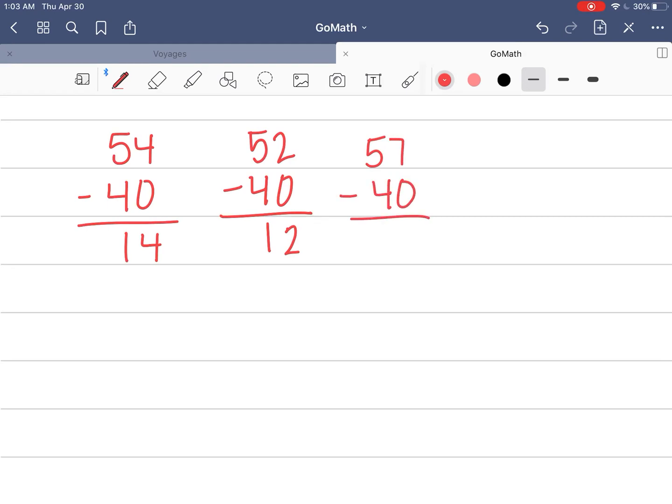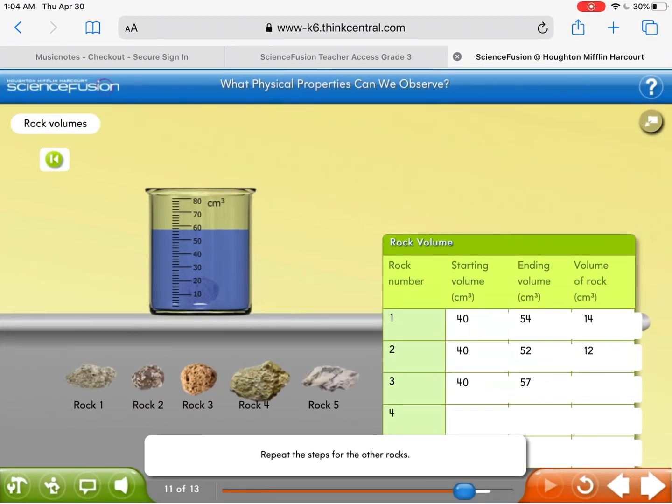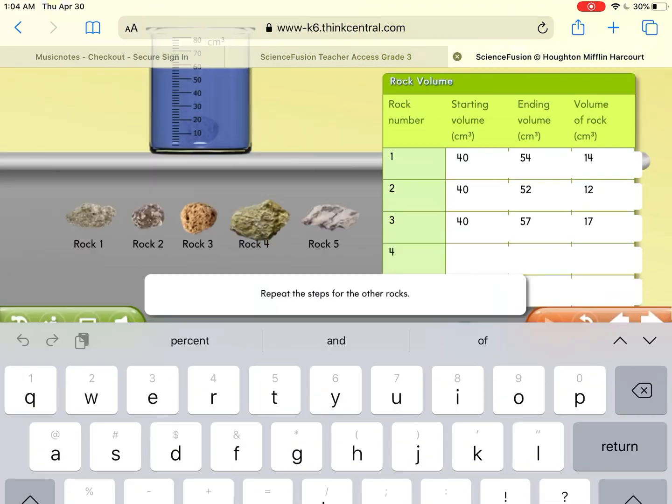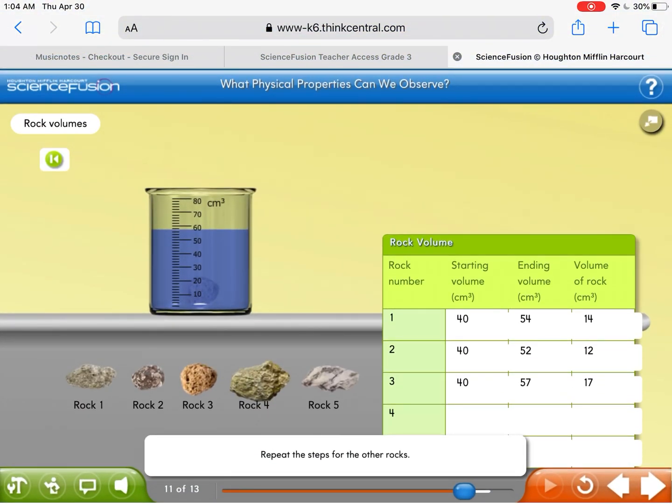So we need to subtract 40 from 57 because we need to find the difference between the heights of the water. 7 minus 0 is 7. 5 minus 4 is 1. So this rock number 3 is 17 cubic centimeters.